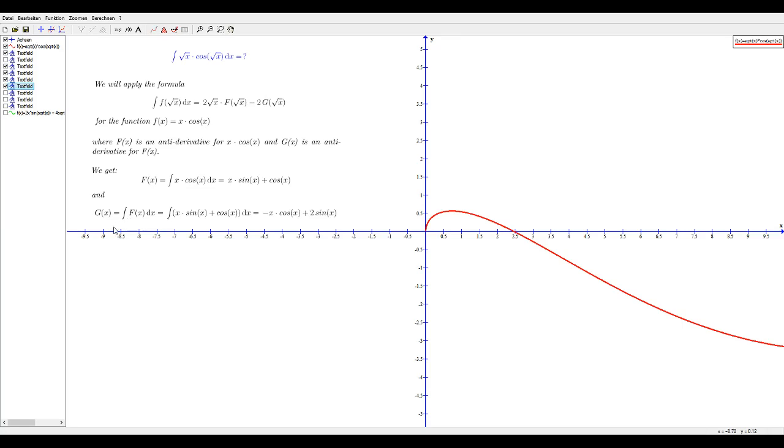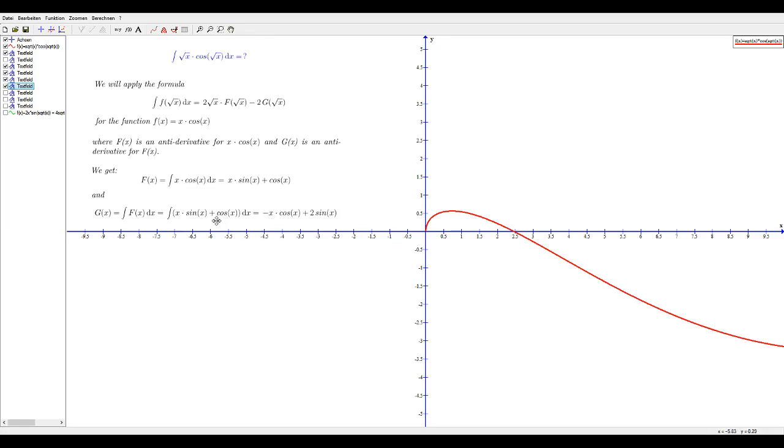So here we go, capital G of x is equal to the integral of capital F of x, which is just the integral of x times sine of x plus cosine of x, and we do the same strategy. We integrate the sine of x, which gives us a minus cosine of x, and so we have minus x times cosine of x. If we take the derivative of this, then we get an x times sine of x, that's okay, minus cosine of x.